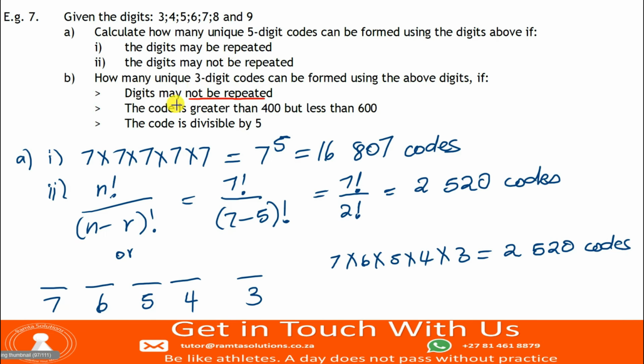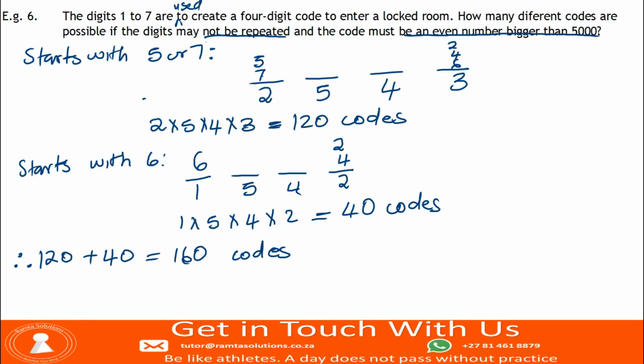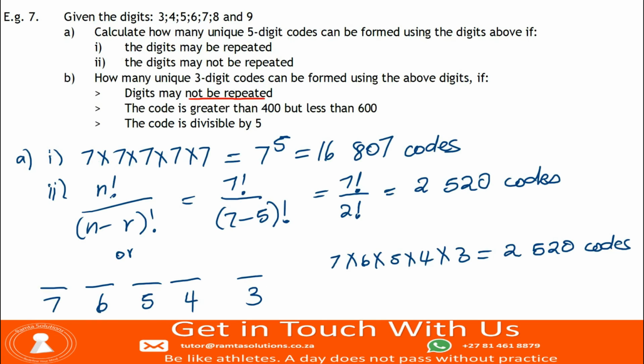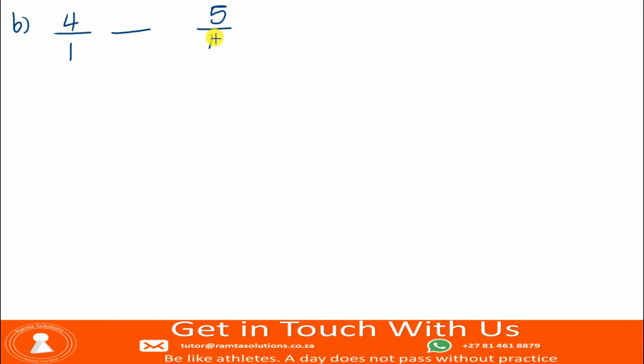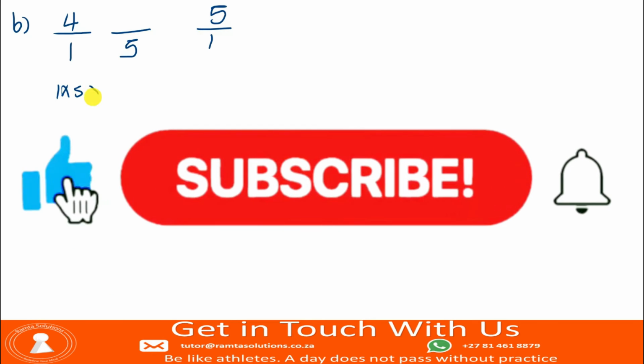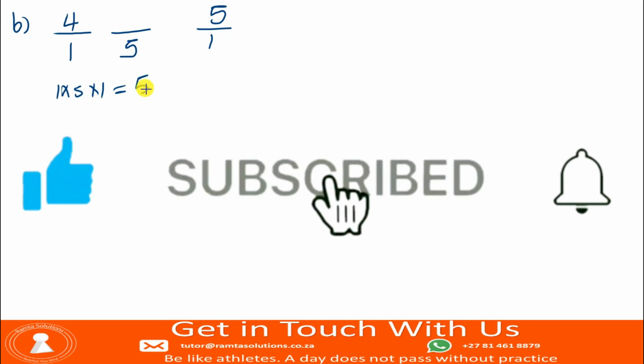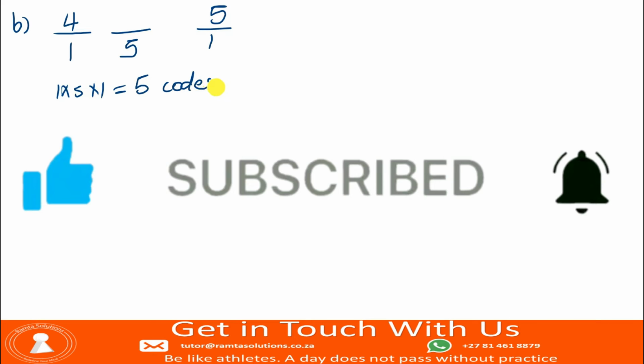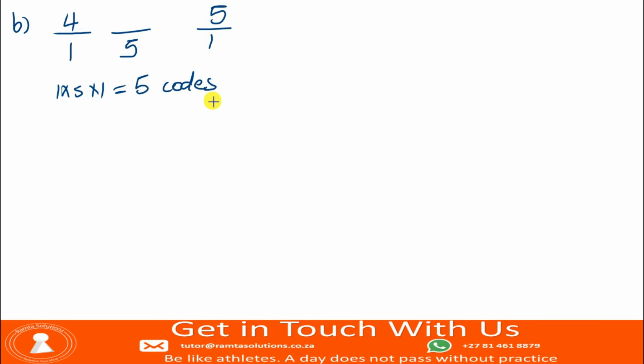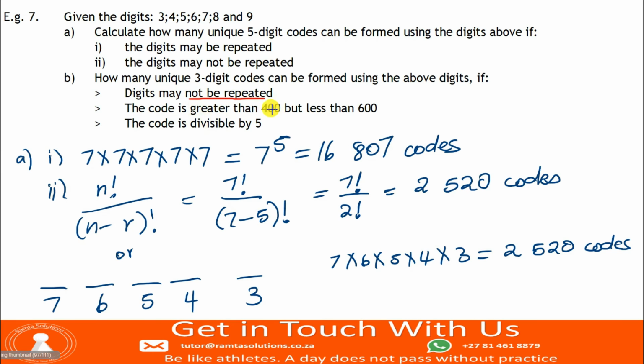And since we said digits may not be repeated, what are you left with? You're left with 5. So 1 times 5 times 1. This is 5 codes that you can make when your digits may not be repeated.